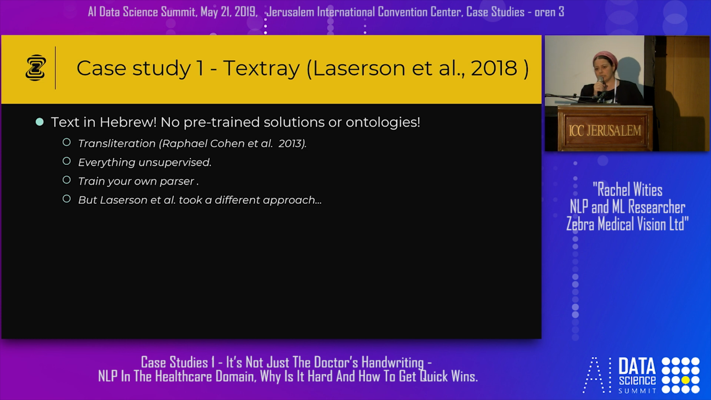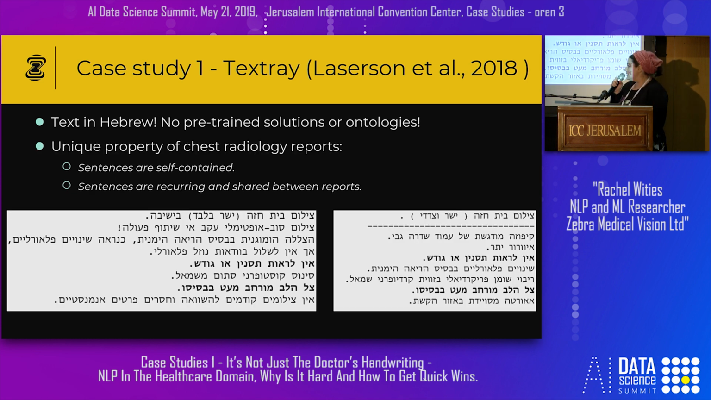For example, yesterday in the NLP workshop, Yuval Feinstein told us how they took an existing solution for parsing in Hebrew, YAP, and adapted it to the medical domain. So these all are stuff you can do, and they'll sound very cool. That's not what we did in Zebra. That's not what Jonathan Lazarson did. What Jonathan Lazarson did was very, very simple, but yet effective.